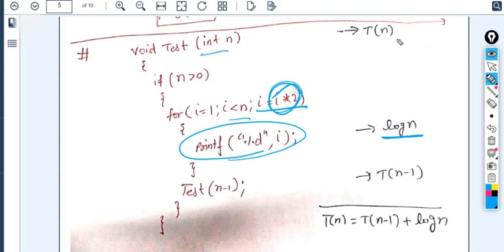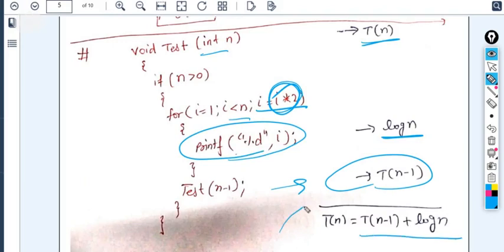So int n is there, so T of n as a complete function, what will be the time taken here? This is T of n minus 1, and this one is log n. So T of n minus 1 plus log n is the time taken, right?